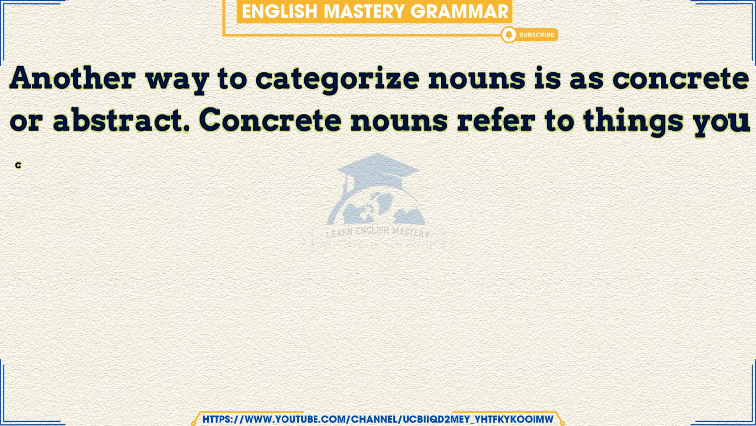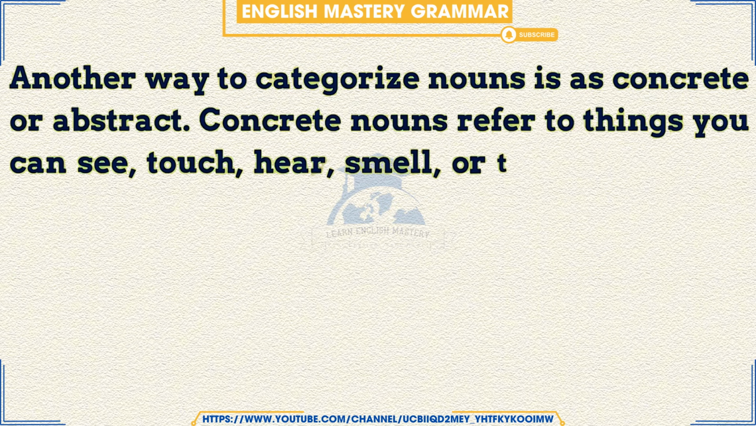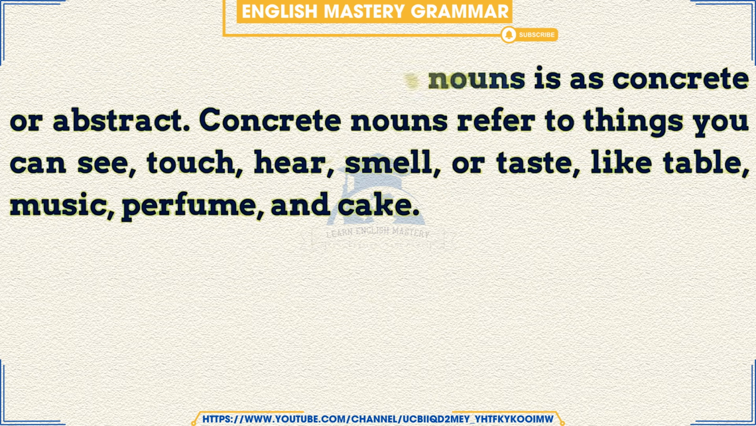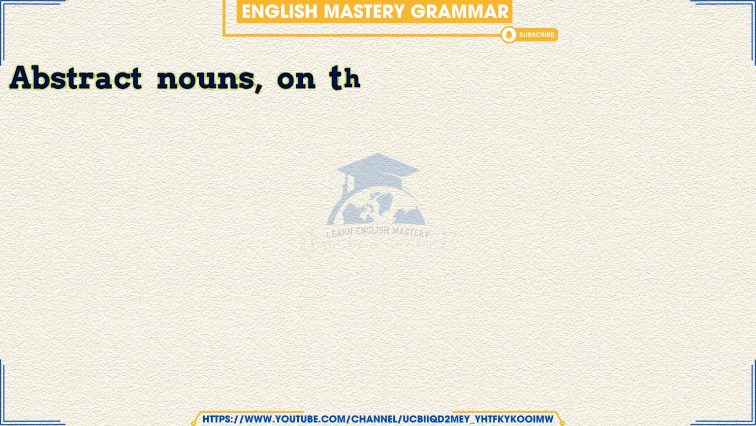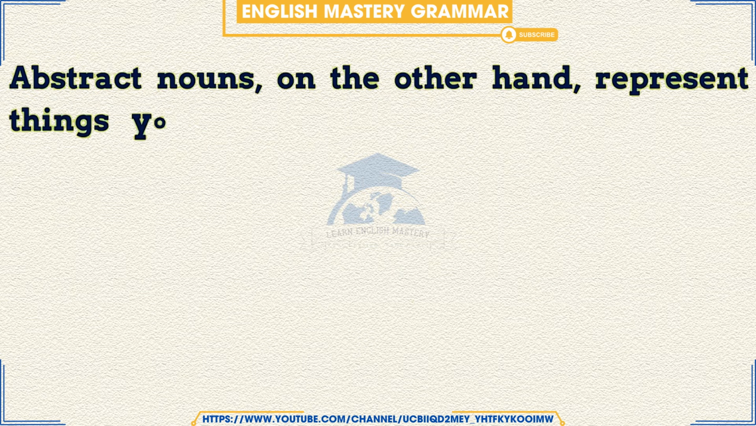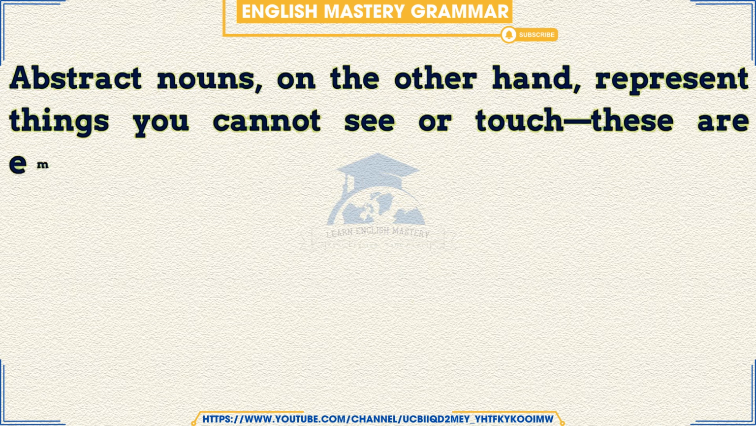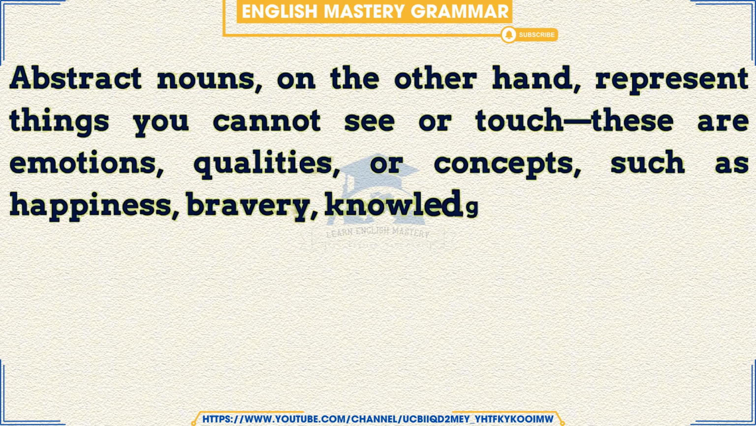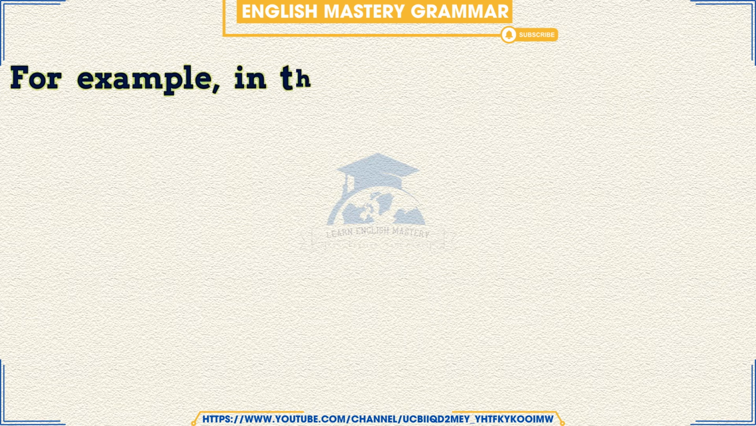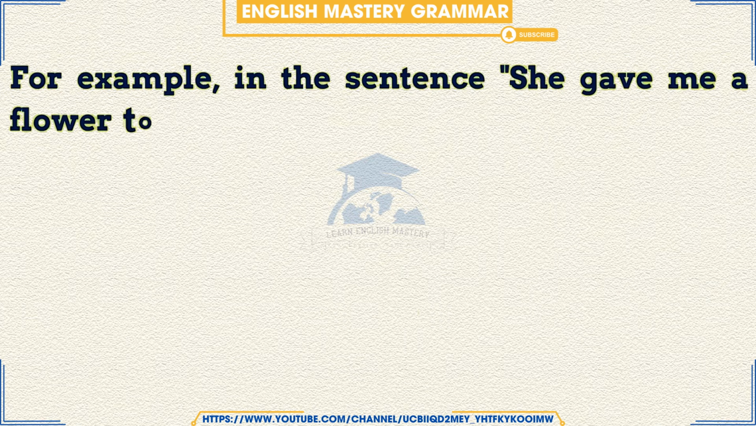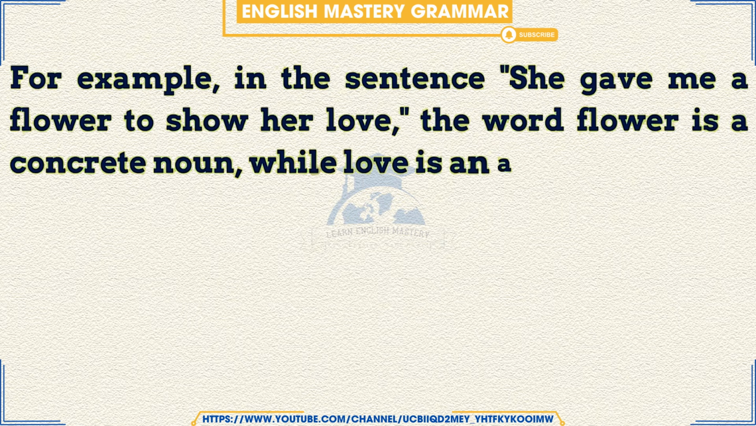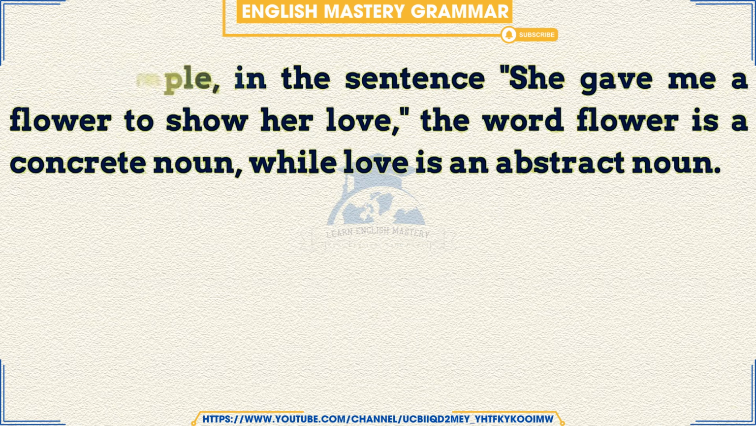Another way to categorize nouns is as concrete or abstract. Concrete nouns refer to things you can see, touch, hear, smell, or taste, like table, music, perfume, and cake. Abstract nouns, on the other hand, represent things you cannot see or touch. These are emotions, qualities, or concepts, such as happiness, bravery, knowledge, and honesty. For example, in the sentence, "She gave me a flower to show her love," the word flower is a concrete noun, while love is an abstract noun.